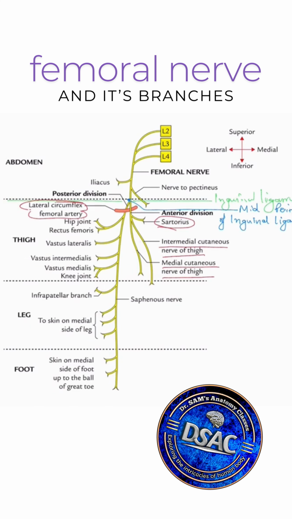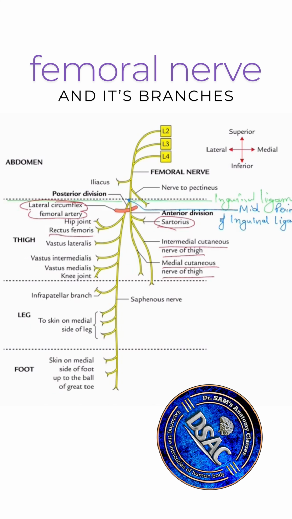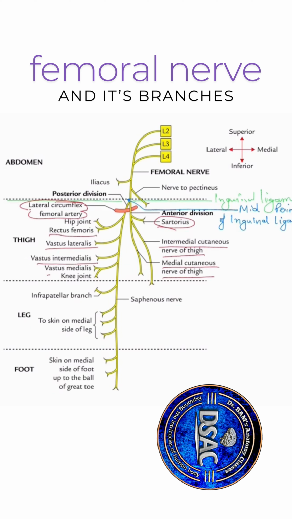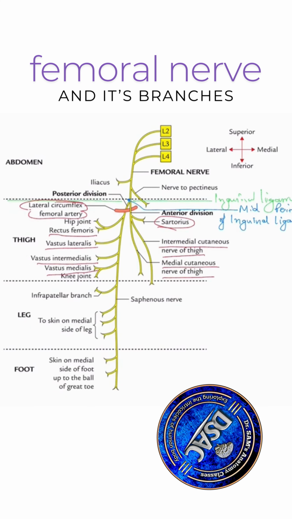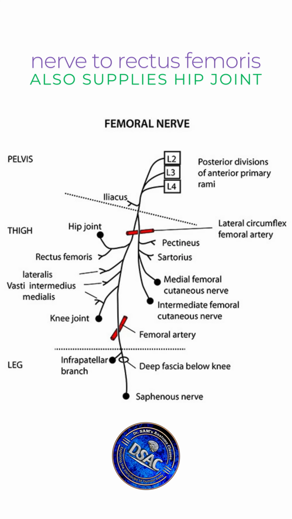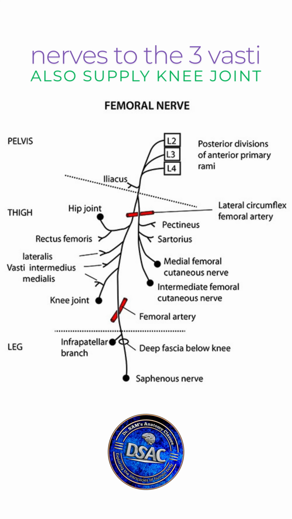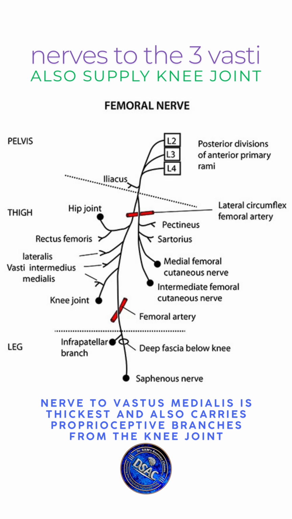Then the posterior division supplies the muscles of the front of thigh. These are rectus femoris, vastus lateralis, vastus intermedius, vastus medialis. The important point here is that the branch to the rectus femoris also supplies the hip joint, while branches to these vasti, the three vasti, all of them descend down to supply the knee joint. But the proprioceptive sensations from the knee joint are carried by the nerve to vastus medialis.